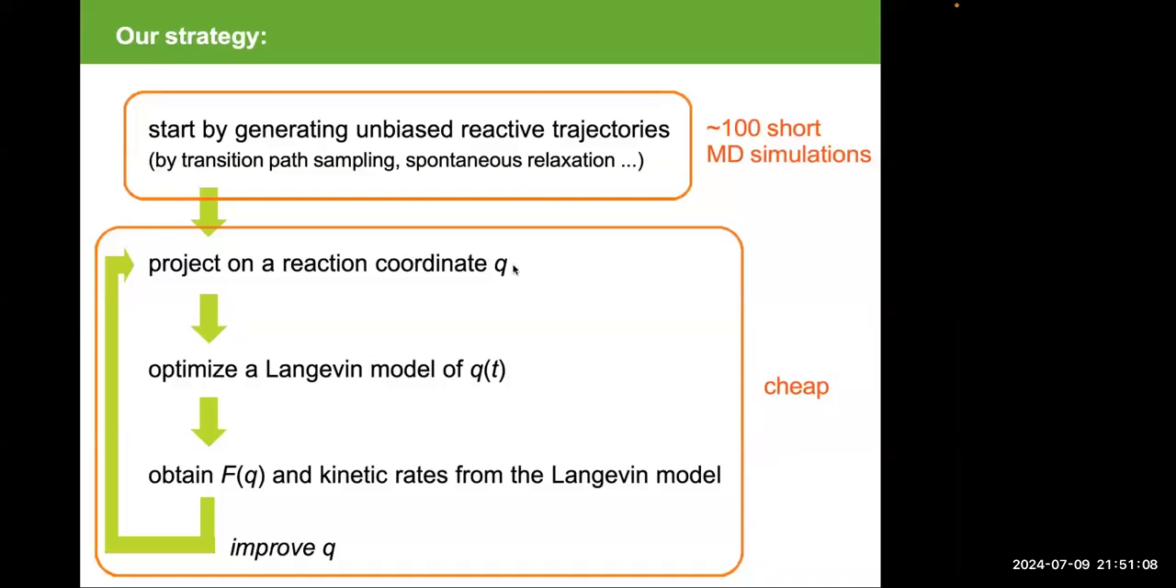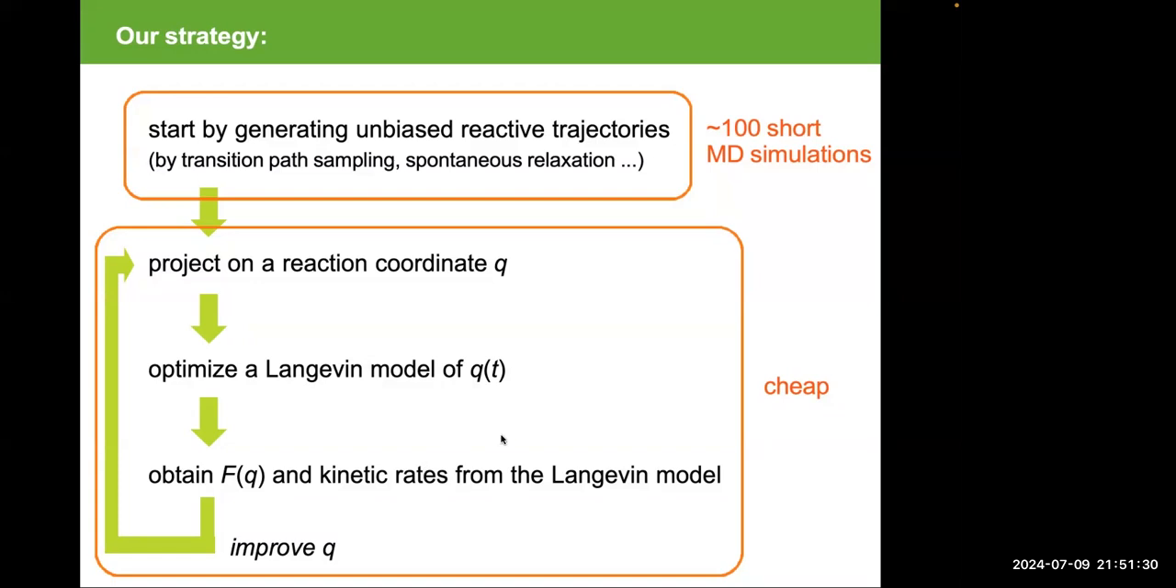We project on a chosen reaction coordinate Q, which is by no means perfect. It's our initial guess. We do some statistical inference. We deduce a Langevin model that optimally describes the dynamics along Q. And from this model, we ask what is the free energy barrier and what are the kinetic rates?